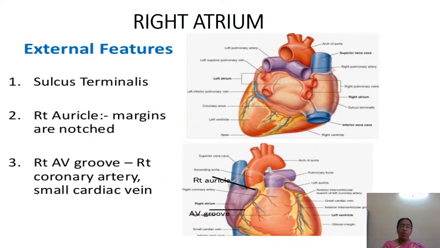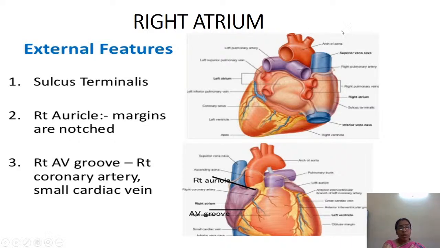Now coming to only the external features. When we are seeing the external features only, outside, what things do you come across in the right atrium? One is the sulcus terminalis, one more is the right auricle, and the other thing is the right atrioventricular groove. So this is the sulcus terminalis which is extending outside. Now you know what the crista terminalis is also.